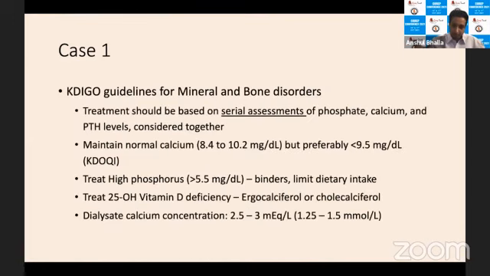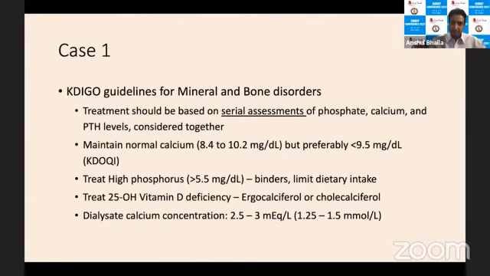So before we go on to see how we will tackle this case, let's look at the KDIGO guidelines. So what do the guidelines say? It's important that the treatment should be based on serial assessments. So not just one value, but serially, अगर आप पिछले 3 महीने या 6 महीने की values देखेंगे, तो जो उसका trend है, वो trend देखना important है.